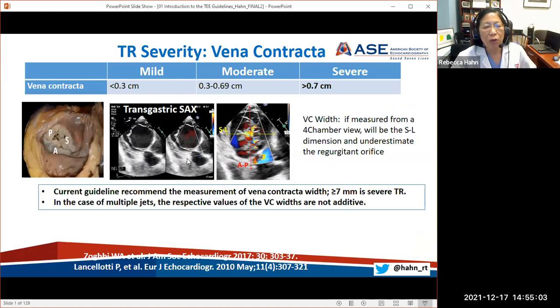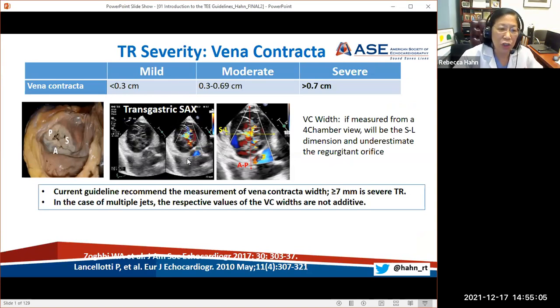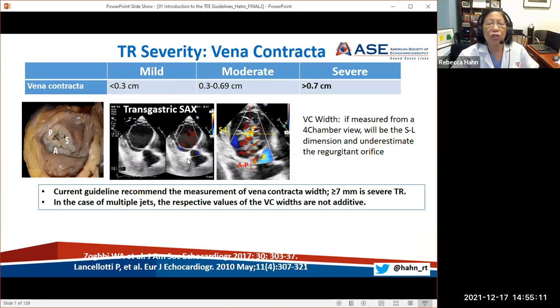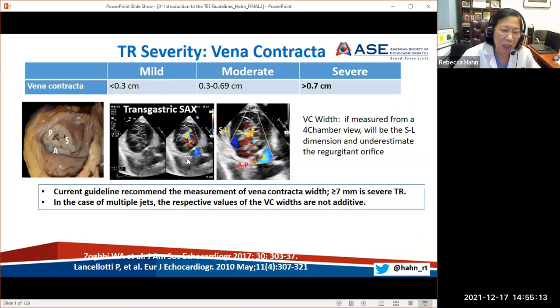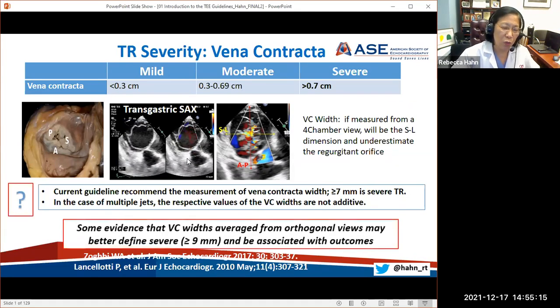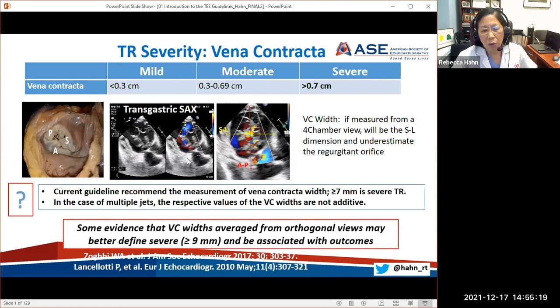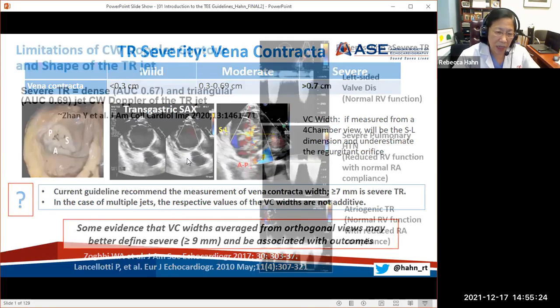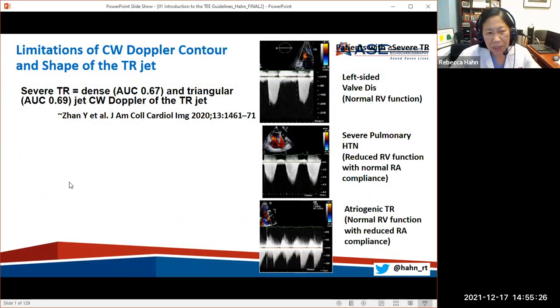Current guidelines recommend the measurement of it in a single, typically apical 4-chamber view. However, in the setting of multiple jets, as well as these irregularly shaped jets, I think that this will need to be changed. And there is some evidence that averaging the orthogonal views may better define severity using a cutoff of 9 millimeters.